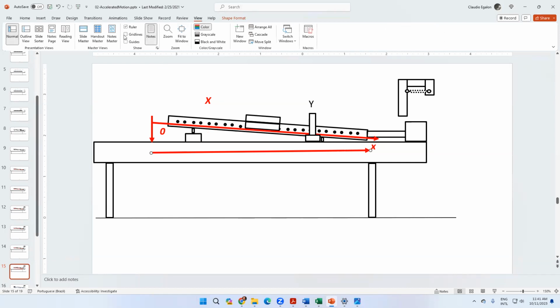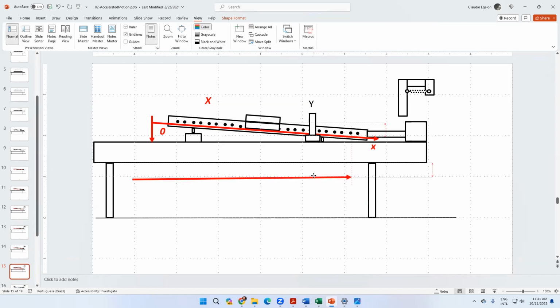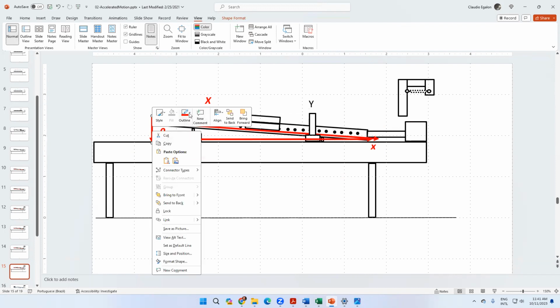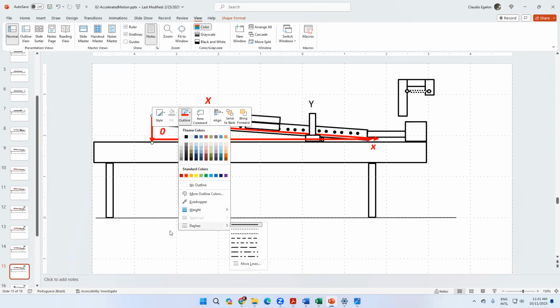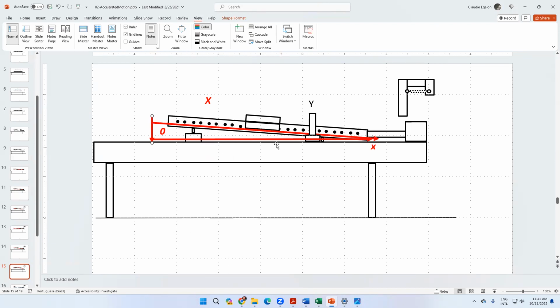View, I want grid lines. Yeah, here you go. Grid lines, and I'm going to line up with my grid. I'm going to release. Okay, so here you go. You have this angle. That's G, right? So if you know this angle, this hypotenuse is going to be the acceleration of the cart.